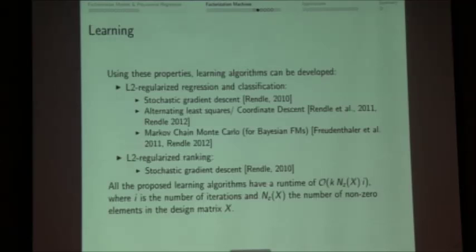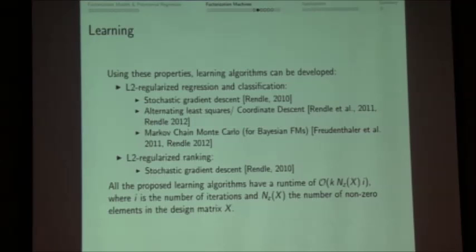Now about learning. After you have these kinds of properties, it's very easy to derive learning algorithms. For factorization machines, for example, stochastic gradient descent has been proposed, coordinate descent algorithms, and Markov chain Monte Carlo algorithms with Gibbs sampling. These are algorithms for regression and classification. You can also do ranking. And all these algorithms, if you implement them properly, you can implement them very fast.